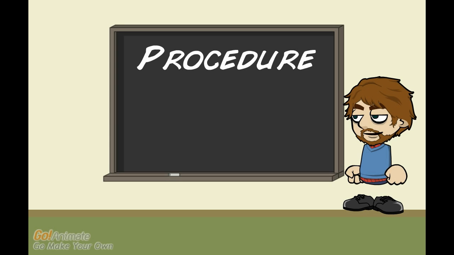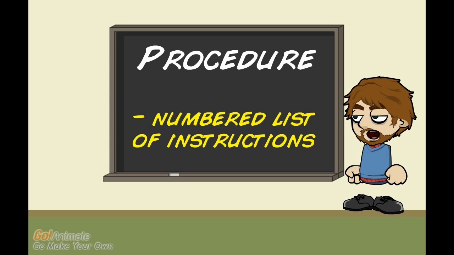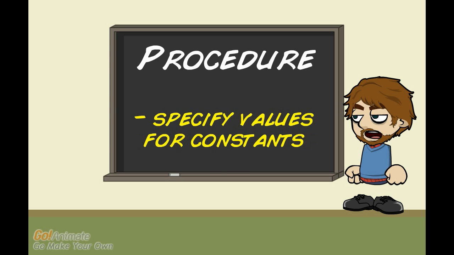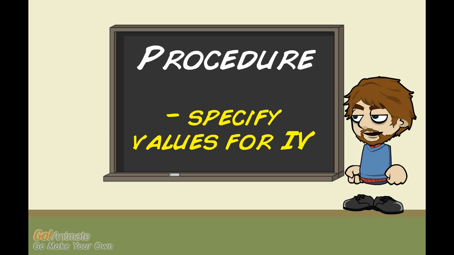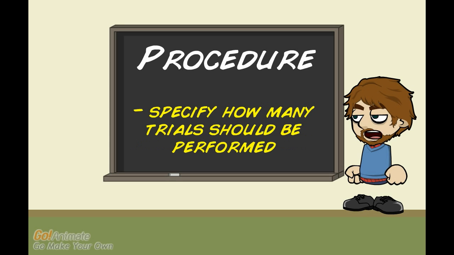Now that you have your data, you can write a procedure for how to collect it. The procedure you write is a numbered list of instructions. It tells how to collect your data and should be specific to your experiment. The procedure should state the values for all constants in the experiment. It should also state the value for all of the levels of your IV. This means write the values, don't write choose 5 values. Finally, the procedure should explain how to repeat each measurement and how many times it should be repeated.